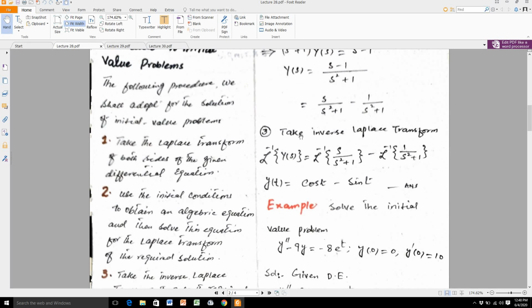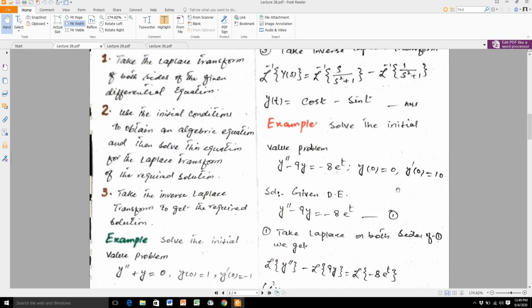The third step is to take the inverse Laplace transformation of this result. You see here I am taking the inverse Laplace transformation on both sides. Inverse Laplace of capital Y of s is equal to inverse Laplace of s over s square plus 1 minus inverse Laplace of 1 over s square plus 1. And you know very well this is the formula of cos t, and this is the formula of sin t. So I am writing here small y of t is equal to cos of t minus sin of t. This is our required answer.